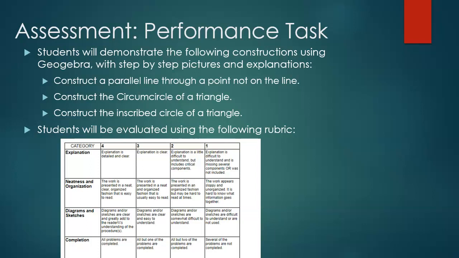The constructions will consist of being able to construct a parallel line through a point not on the line, construct the circumcircle of a triangle, and construct the inscribed circle of a triangle. When students construct the circumcircle of a triangle, it shows me that they are able to create perpendicular line segments. When they inscribe a circle, it shows that they can create angle bisectors. So this incorporates many other constructions within it, which helps determine if they fully understand.